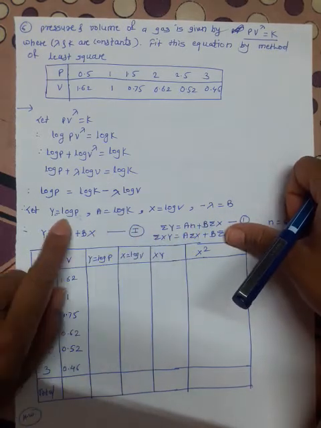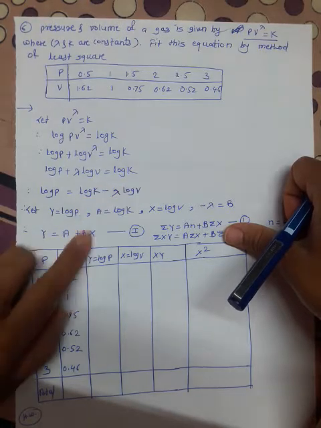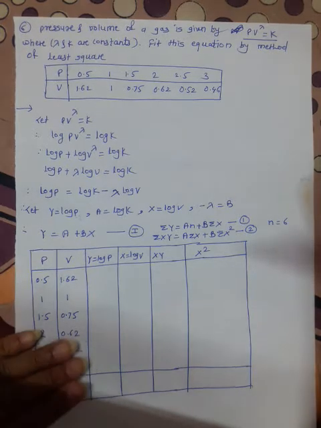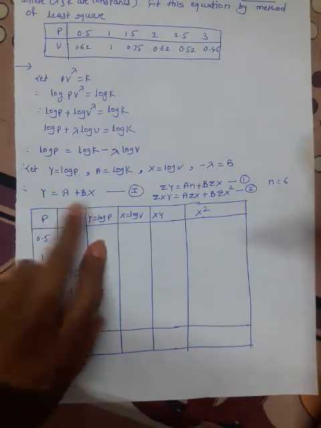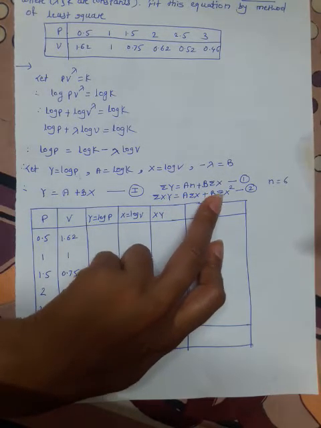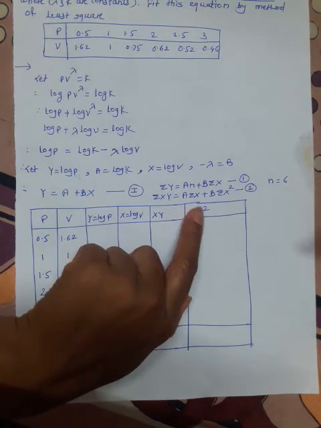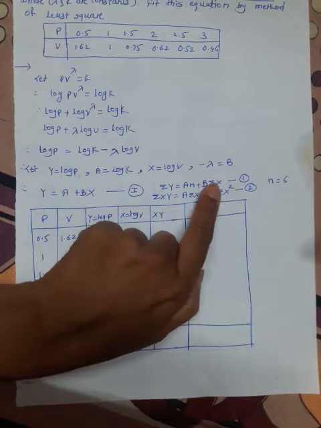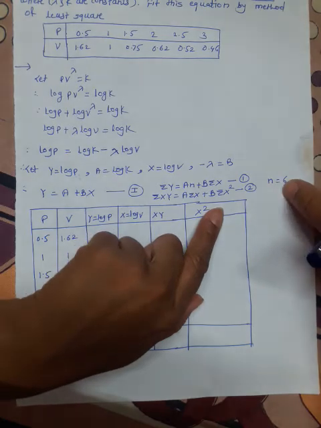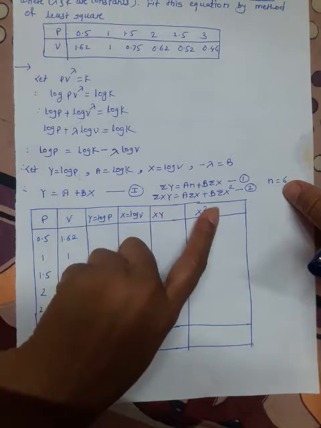Now put all these values in our equation. We get y is equal to a plus b into x. This is a linear equation. Now take summation on both sides. In the first step, summation y is equal to a summation 1, which is n, plus b summation x. Multiply both sides with the other variable x. We get summation xy is equal to a summation x plus b summation x square. As usual, n is the number of observations: 1, 2, 3, 4, 5, 6. N is 6. In this format we want summation y, summation x, summation xy and summation x square.